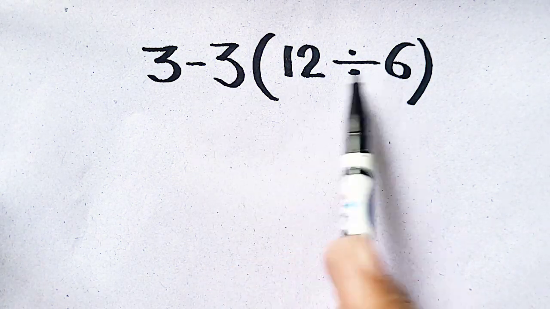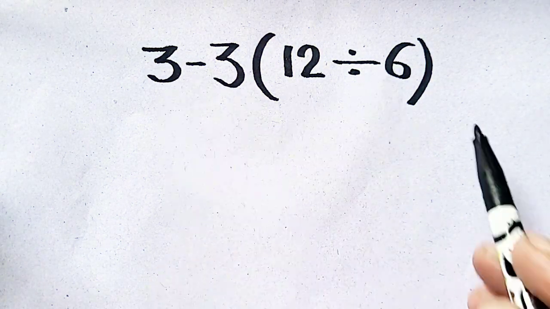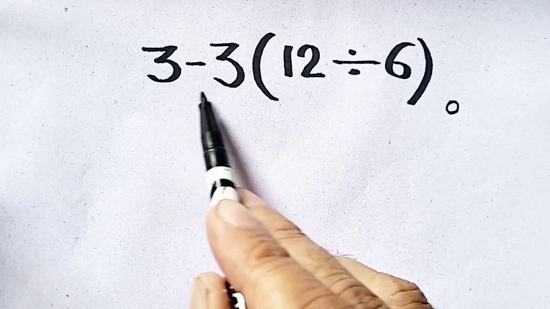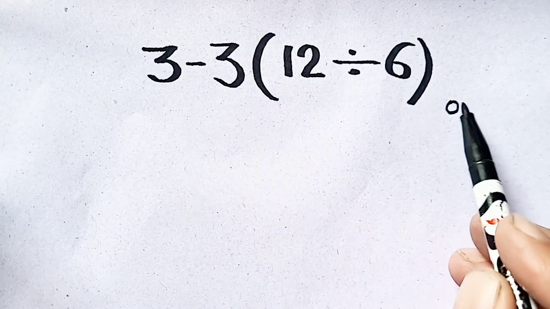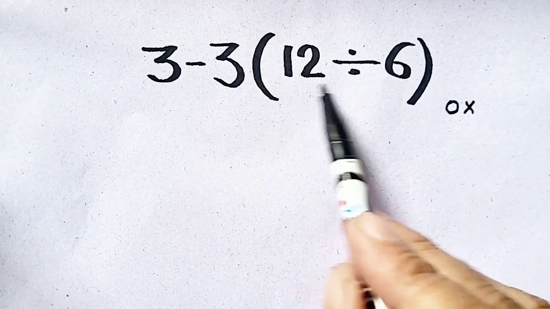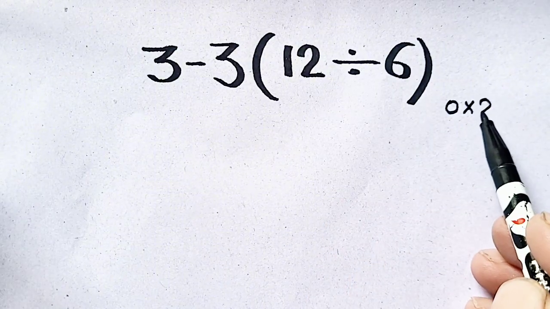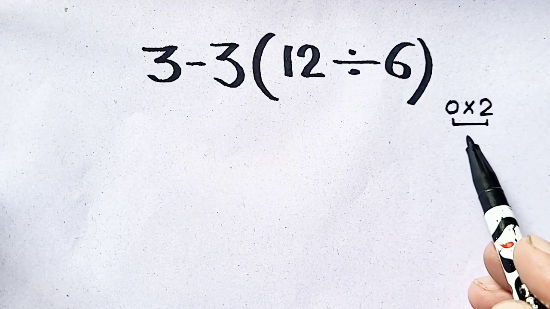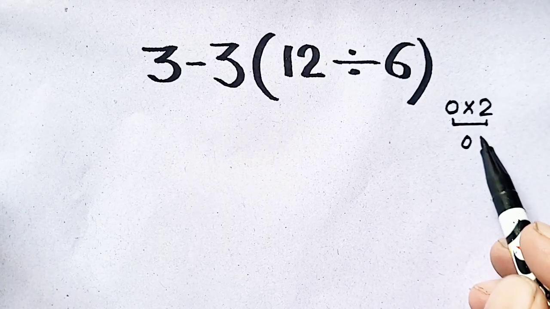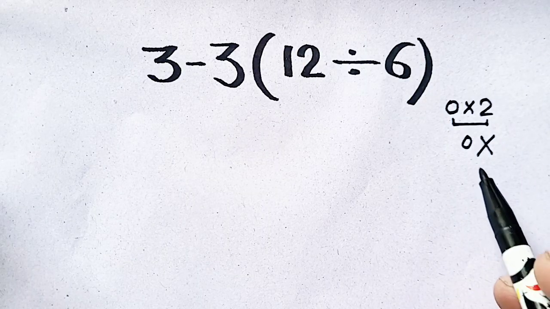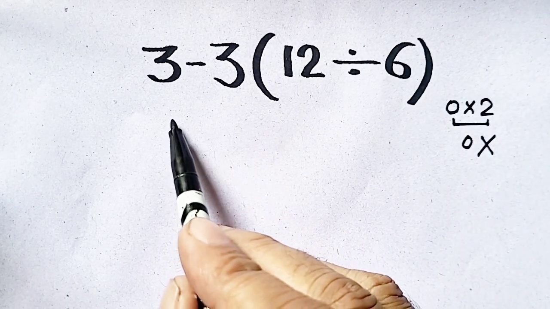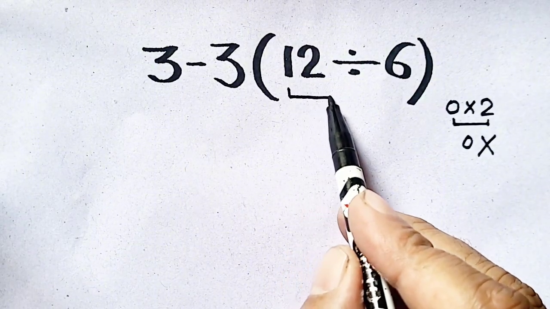Look at the question. 3 minus 3 will be equal to 0, times 12 divided by 6 will be equal to 2. So 0 times 2 will be equal to 0. But it is not correct. So I will solve it again.